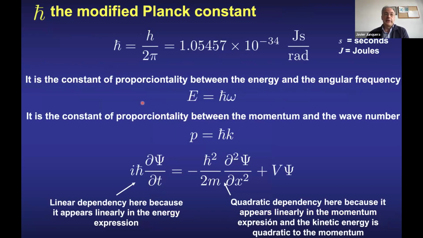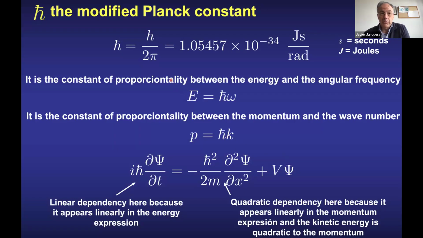Then we have another ingredient that is h bar. H bar is the modified Planck constant, or said in other ways, the Planck constant divided by 2 pi. So this is a constant that takes this value here in the International System of Units. And this is the constant of proportionality between the energy and the angular frequency of a wave. Or it's also the constant of proportionality between the momentum and the wave number of a wave, okay?